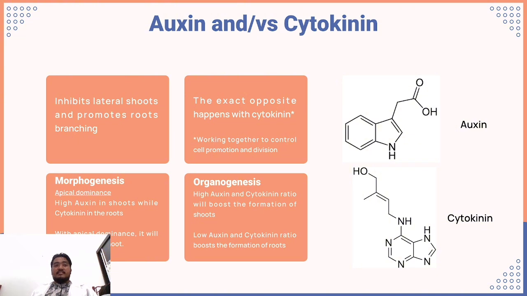For morphogenesis, in apical dominance, there is a high concentration of auxin in shoots, while there's a high concentration of cytokinin in the roots. With apical dominance, it will suppress lateral shoots, and with a low concentration of auxin and cytokinin, it will influence lateral shoots. Lateral shoots is where the branches of the trees grow horizontally. For organogenesis, a high auxin and cytokinin ratio will boost the formation of shoots. A low auxin and cytokinin ratio boosts the formation of roots.